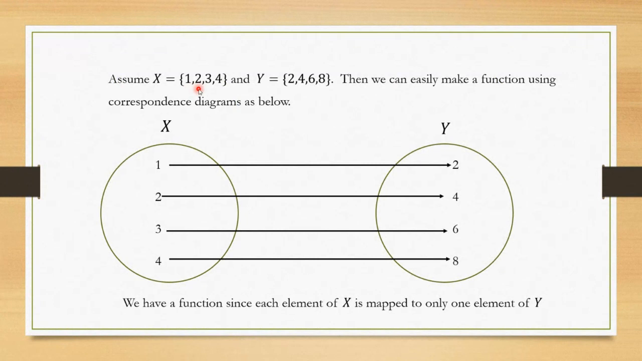For instance, let's suppose x here was this set. I did email the notes also, so you should have them in your inbox. You have the set x, which is 1, 2, 3, 4. We have y, which is 2, 4, 6, 8. We have this correspondence diagram. We have the elements in x listed. We have the elements in y listed.